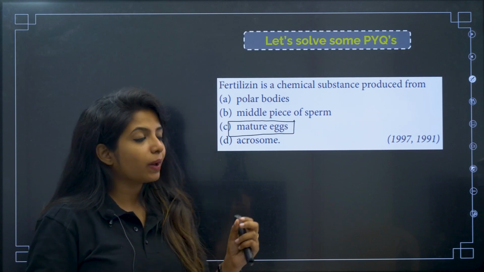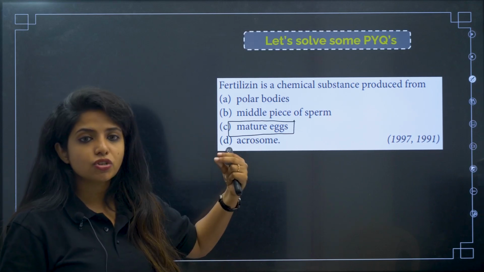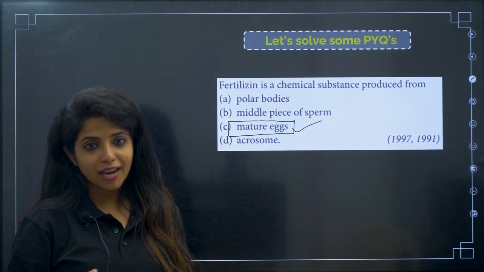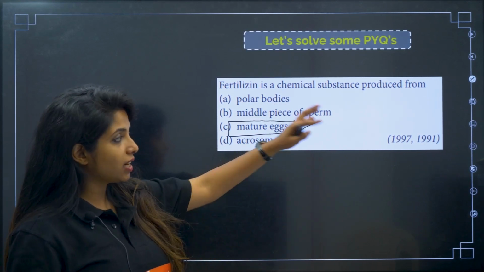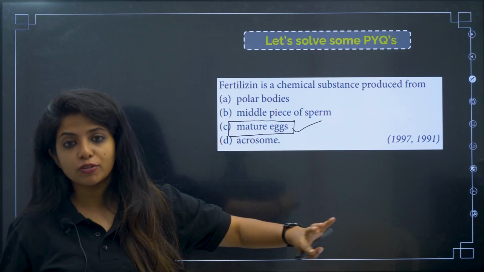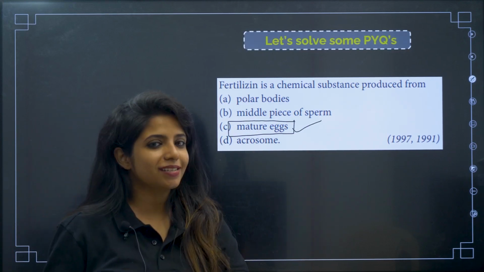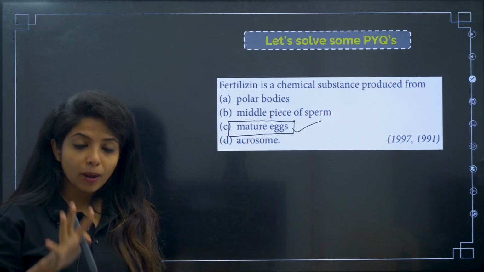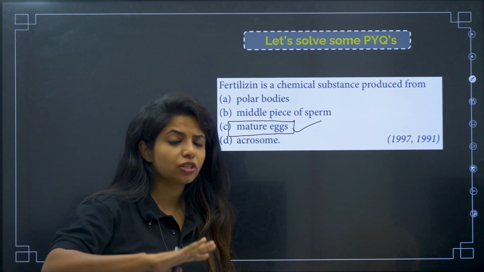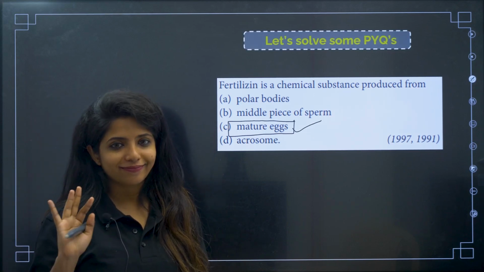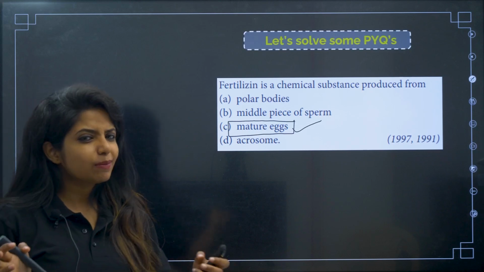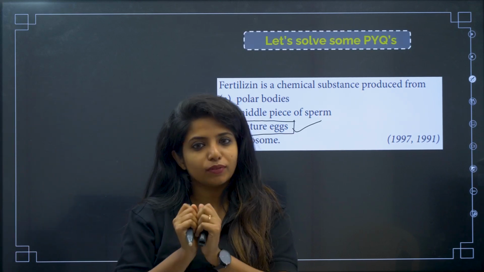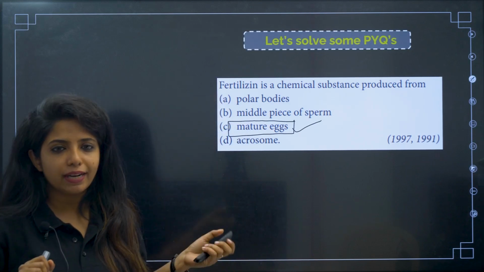So it is released by the mature eggs. This is something extra that you should remember. It came in 1997 and also 1991, and it could be repeated anytime. Even in 2000 it was repeated, and there could be a question coming in your test series as well from fertilization. So be prepared. It's a chemical substance produced from the mature egg so that species recognition can be done very well. Also it helps the sperm to come and bind to the egg properly. That is also one major use of fertilizin.